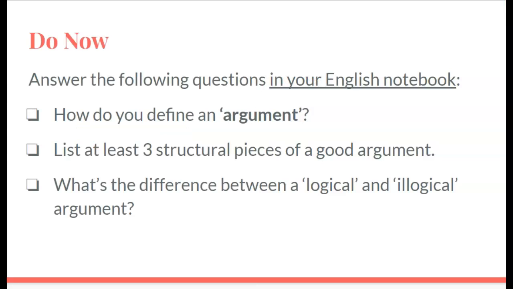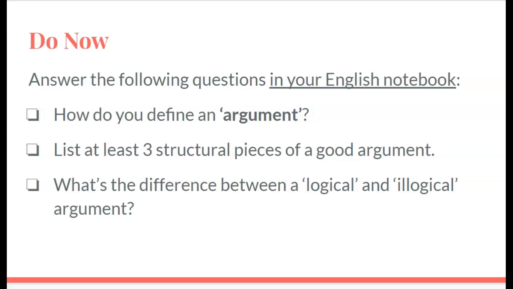Once you have your notebook and your writing utensil, in your notebook, you're going to answer these 3 questions. In order to answer these 3 questions, you're thinking about what you have learned so far in the argument structure focus area. So pause the video, write down your answers, and when you're done, you can unpause.